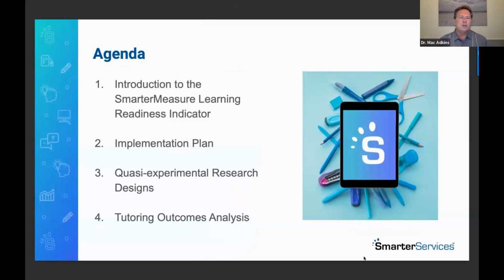So what we're going to do today, I'm going to say just a little bit about SmarterMeasure and the constructs that it measures. Then I'll be turning it over to Michelle and Mary.